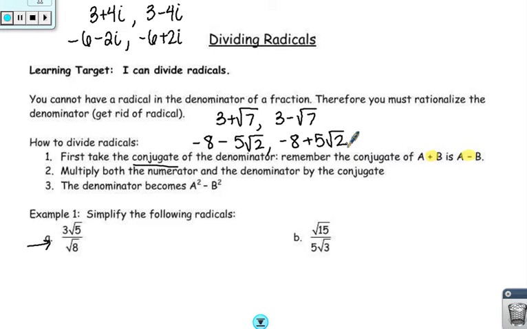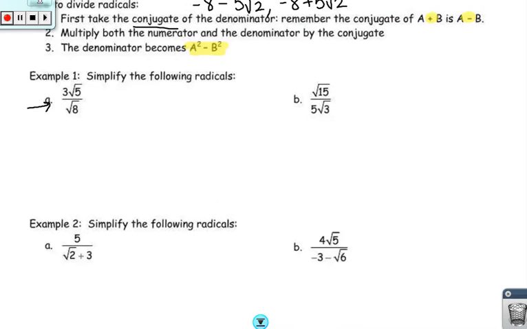So whatever your conjugate is of the denominator, you need to multiply the top and the bottom by that conjugate. You multiply the top piece together, and then you multiply the bottom piece together. However, the bottom has this neat little shortcut. Remember, a squared minus b squared? So you don't actually have to do a lot of work to multiply the bottom together. So we'll start off easy, looking at the first example.